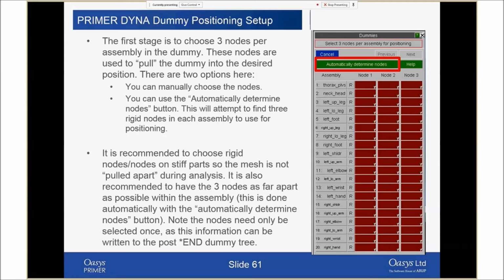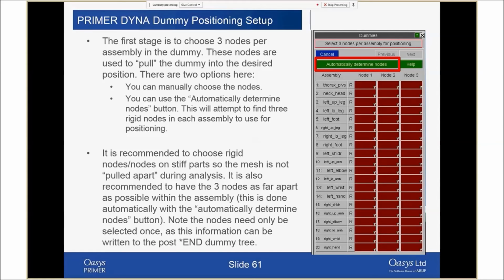stiff in your assembly. Otherwise they'll start pulling foam apart. If you just choose the outer nodes on some of the dummies, then it's just going to start pulling the soft material around. So they have to be on something rigid or stiff. Now that's a lot of nodes to specify, but there is a button which has automatically determined nodes which will look through all the rigid nodes in your assemblies and automatically choose them for you.